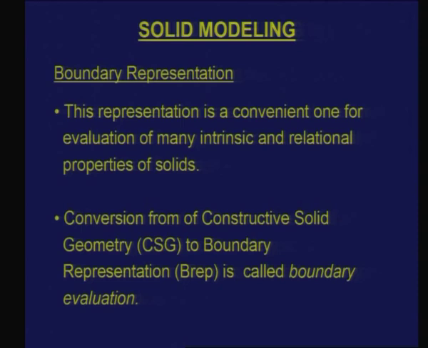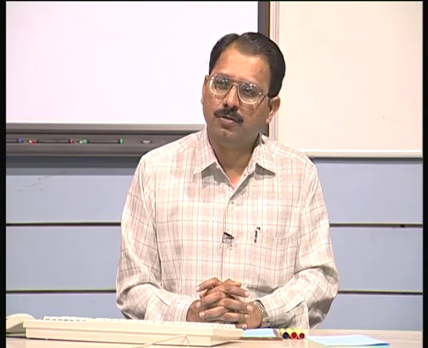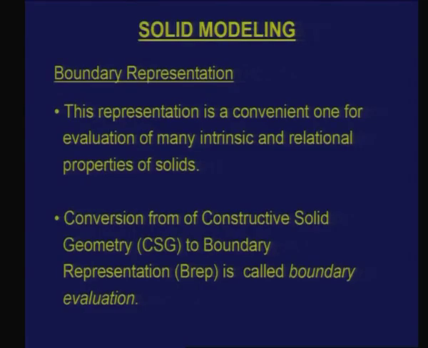Most of the packages give you an option where I build using simple sweep representations, constructive solid geometry, etc. And then when I want to do certain operations, I also have a boundary representation of that, which can be obtained using a boundary evaluation. So this is again a mathematical geometric operation of converting one representation to another. Usually the most common thing is to convert from, let us say, CSG to a boundary representation. The reverse is not a very common thing.